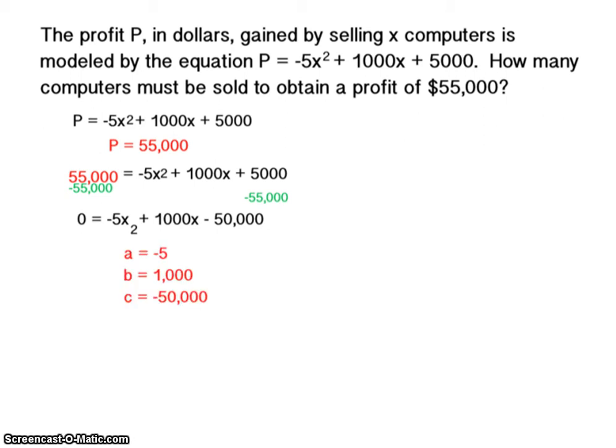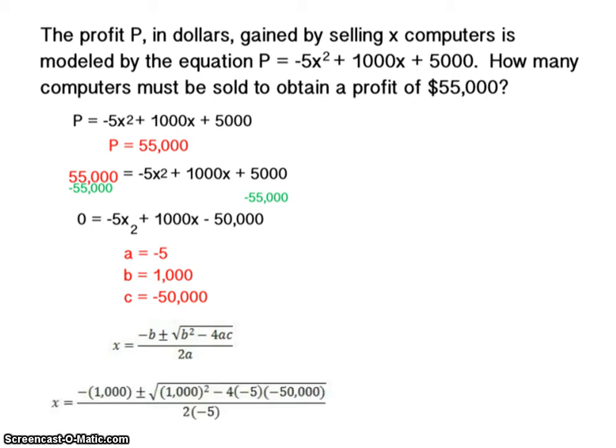Now we identify a, b, and c, and in this case, I'm going to use the quadratic formula, which is x is equal to negative b plus or minus the square root of b squared minus 4ac, all divided by 2a. And yes, you're going to need to memorize the quadratic formula. So I do my substitutions, and then I simplify. When I do, I get negative 1,000 plus or minus the square root of 0, all divided by negative 10.